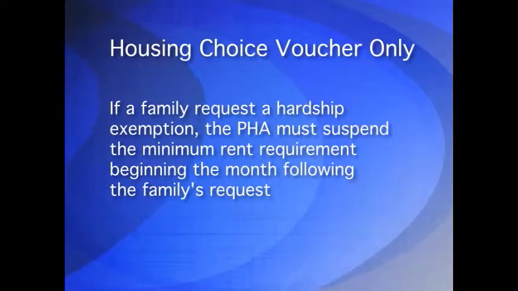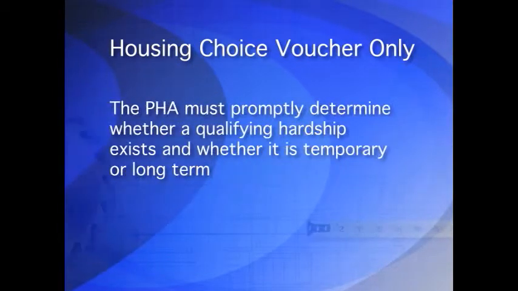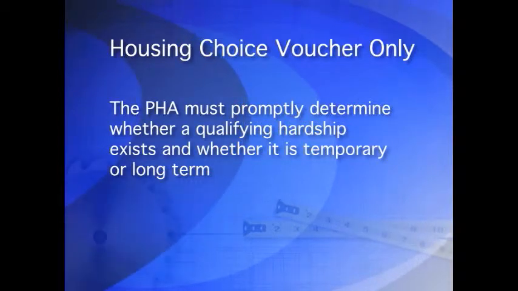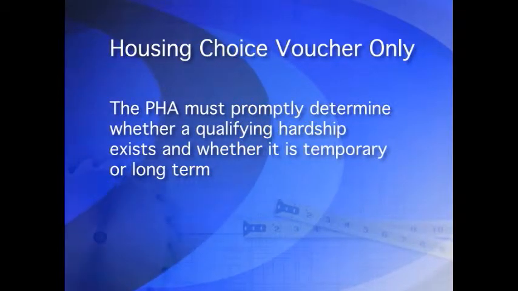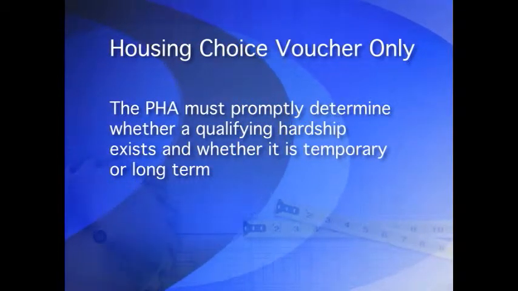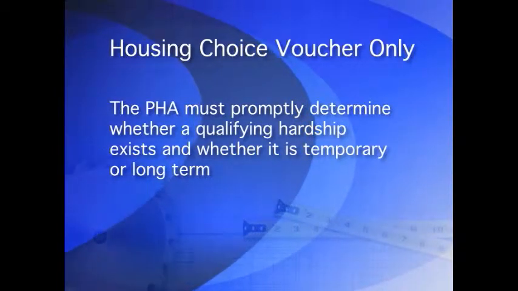Your PHA must then promptly determine whether a qualifying hardship exists and whether you consider it to be temporary or long-term. If the PHA determines the hardship is temporary, the PHA must not impose the minimum rent during the 90-day period beginning the month following the family's request. At the end of the 90-day suspension period, your PHA must reinstate that minimum rent from the beginning and then offer the family a reasonable repayment agreement.